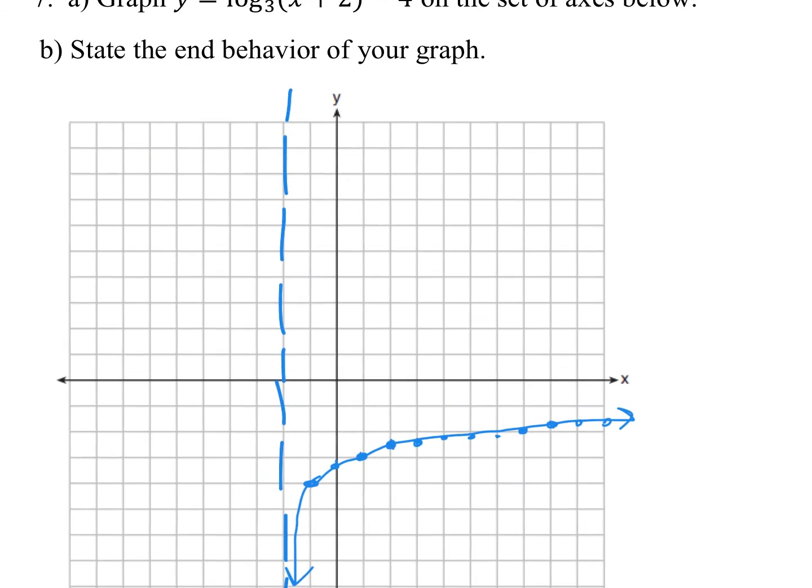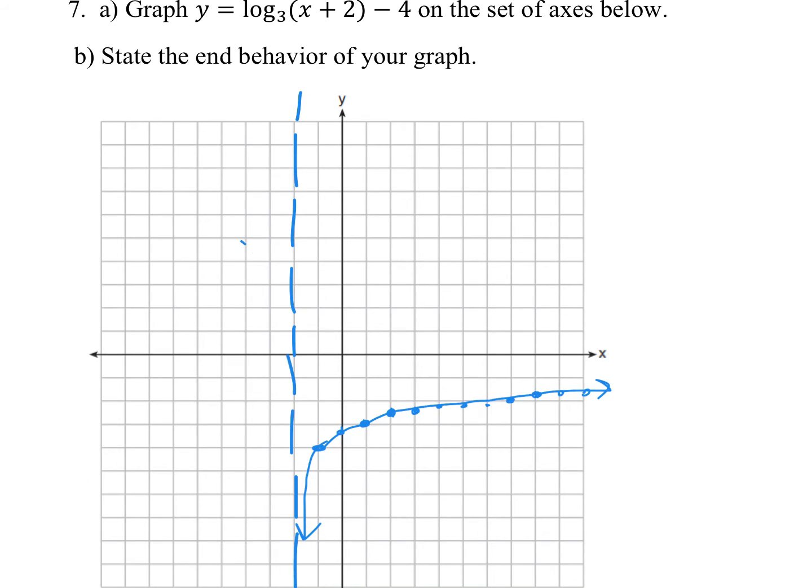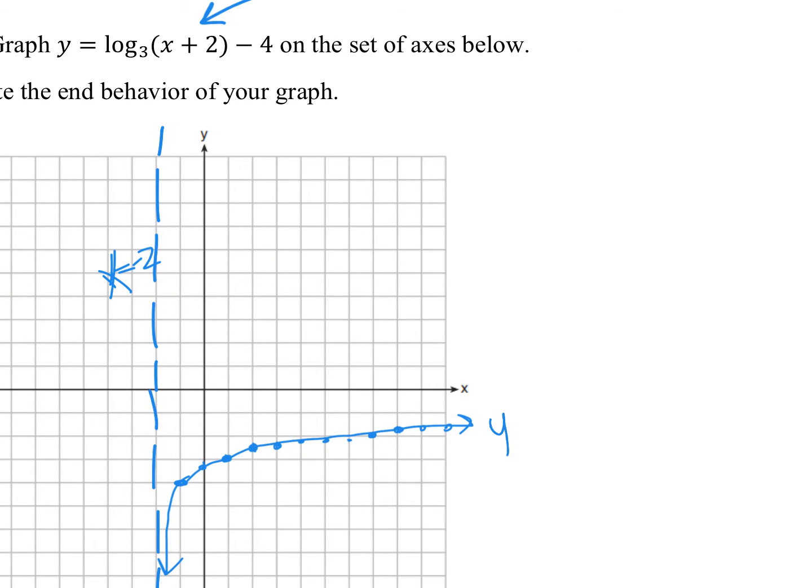No, not the x-axis, the asymptote. x equals -2. This is the asymptote, x equals -2. That's the asymptote. And then this is our equation.